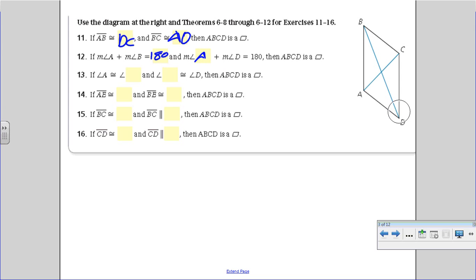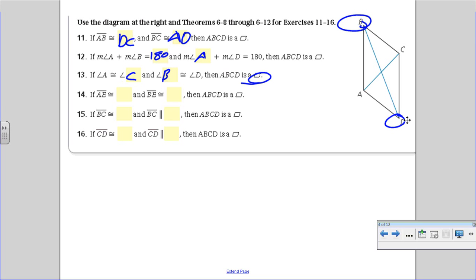And again, we're just using these theorems to our advantage. If angle A is congruent to blank, and angle blank is congruent to D, then it's a parallelogram, and our theorem says it's opposite angles. So in this case, we need to say that angle A is congruent to angle C, and angle D needs to be congruent to angle B, then we know that this object is indeed a parallelogram.